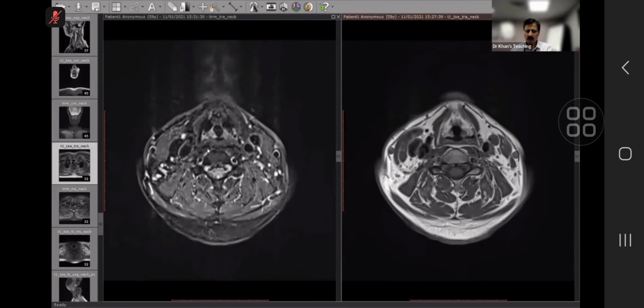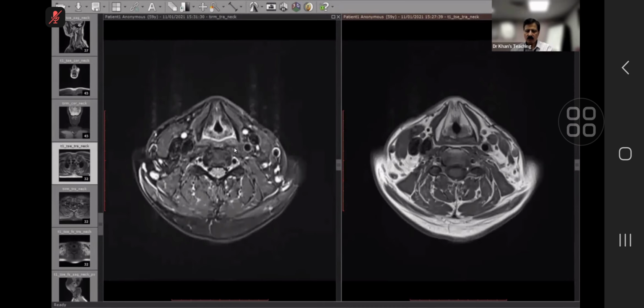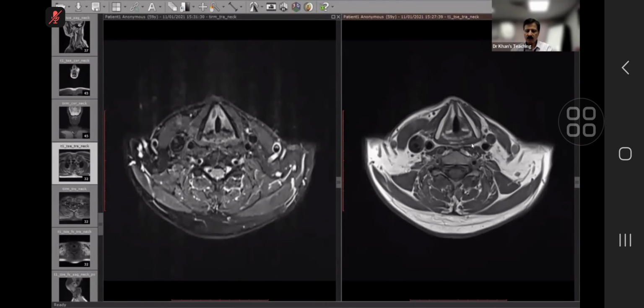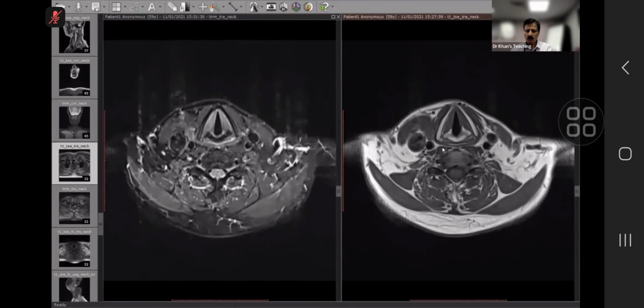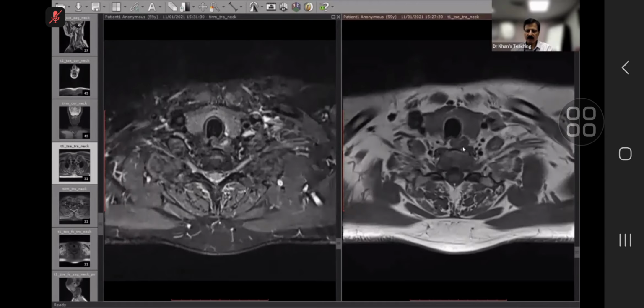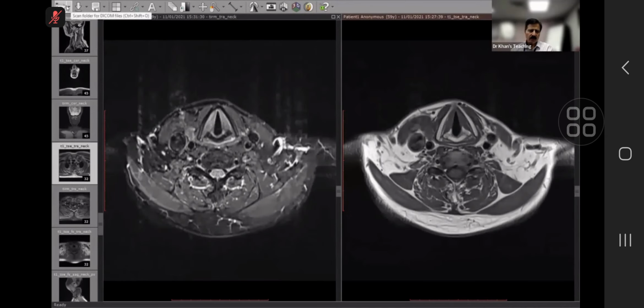If you see on the STIR sequence, you can see it as a black line, and which tells you that it is fat saturated. So this is the fat, just touching the prevertebral muscle. I'm going into the larynx here. So still fat and fat. So I'll show you a case of effusion.